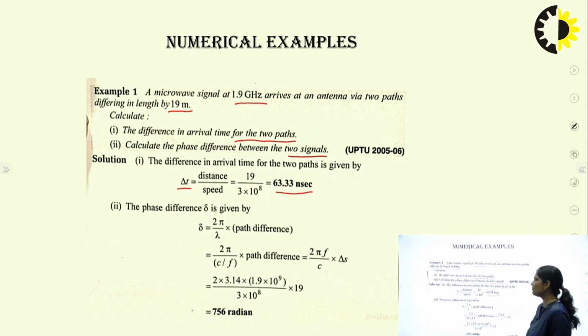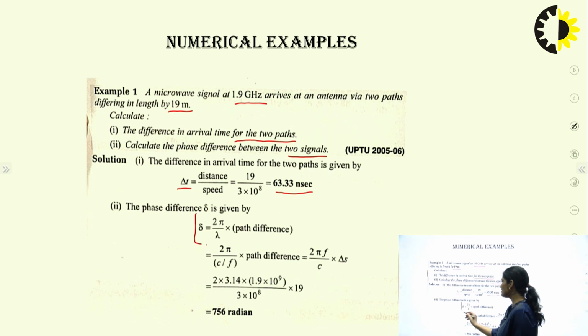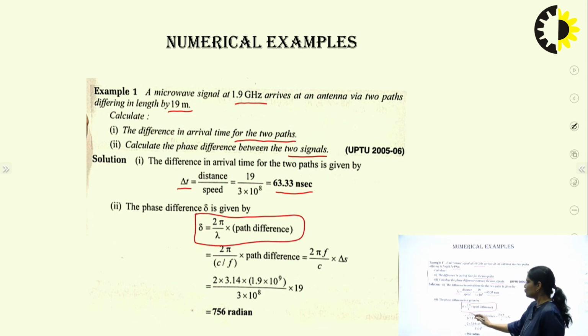Now we have to find the phase difference between the two signals. So how can we find the phase difference? As you all know the formula, phase difference is equal to 2π upon lambda into path difference. And lambda, as you all know, is c upon f.